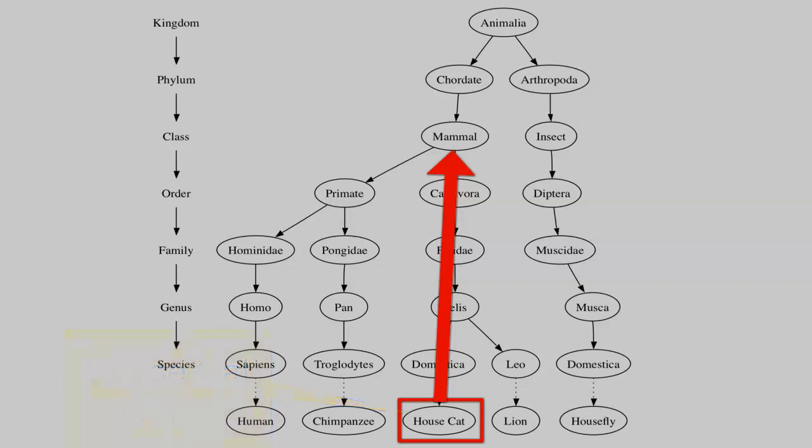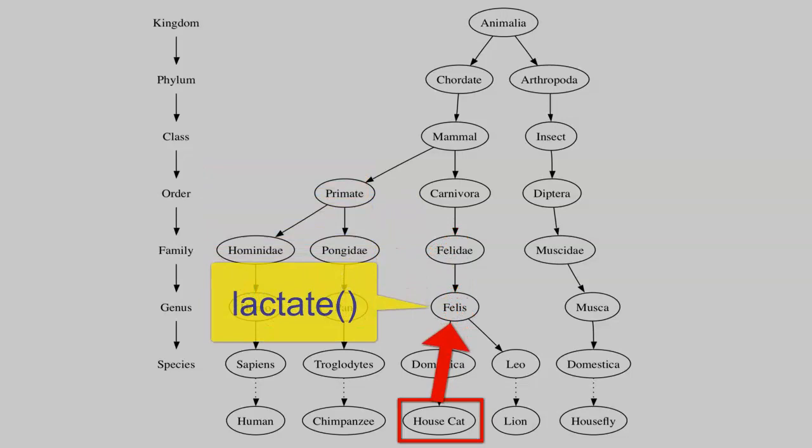Also, the behaviors introduced in the higher-level classes make sense to be inherited by the lower-level classes. For example, the mammal class might introduce the lactate operation, meaning to secrete milk to feed the young. This operation then makes sense in all subclasses of mammal, such as carnivores, felis, and house cats.